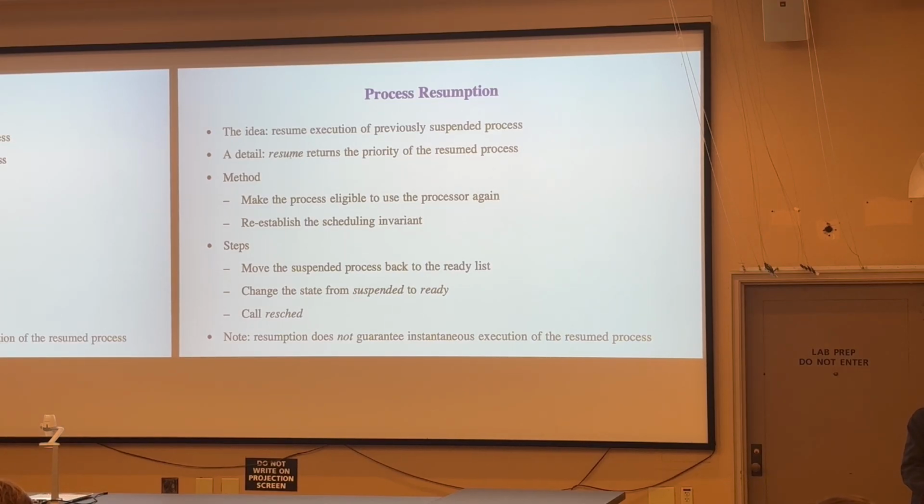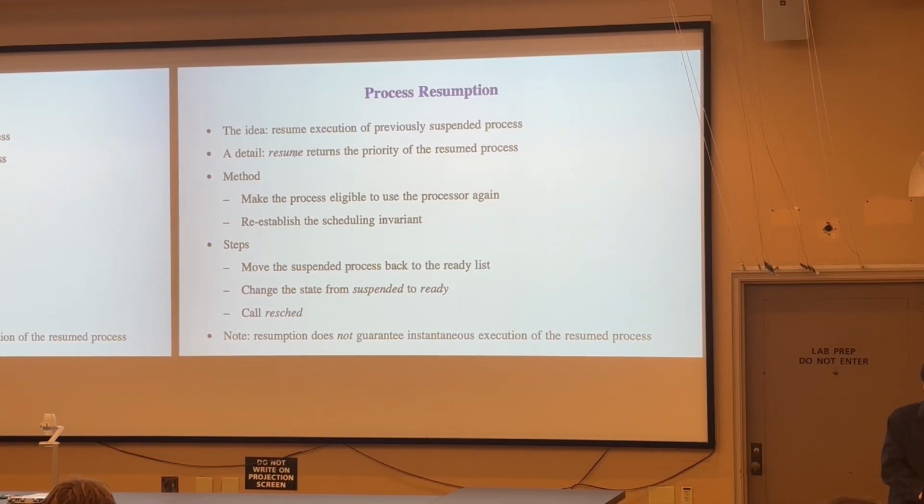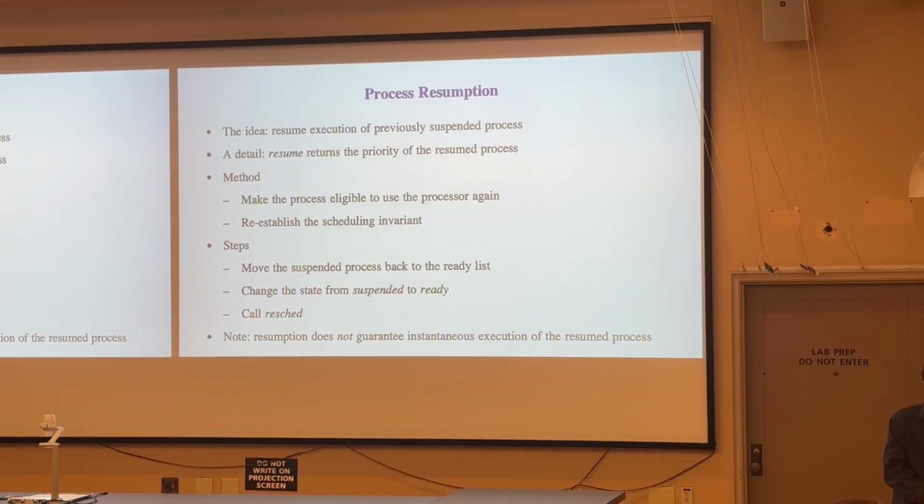Some detail: resume returns the priority of the resumed process. So the goal is that you want to make the process eligible to use the processor again, because the suspend system call removed the process out of the ready queue and marked its state as suspended, so it's not eligible for using the CPU. You need to revert this effect, and reestablish the scheduling environment.